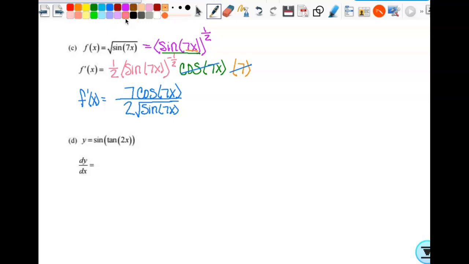All right, so then let's do D. So I have, again, a function and a function. 2x is inside of tangent, which is inside of sine. So I've got 3 layers there. To start from the outside, I just do sine. So the derivative of sine is cosine. So I'm going to have the cosine of the tangent of 2x. Everybody with me? Then I'm going to take the derivative of tangent of 2x. What's the derivative of tangent? Secant squared. So I have secant squared of 2x. Then I take the derivative of 2x and I get 2.